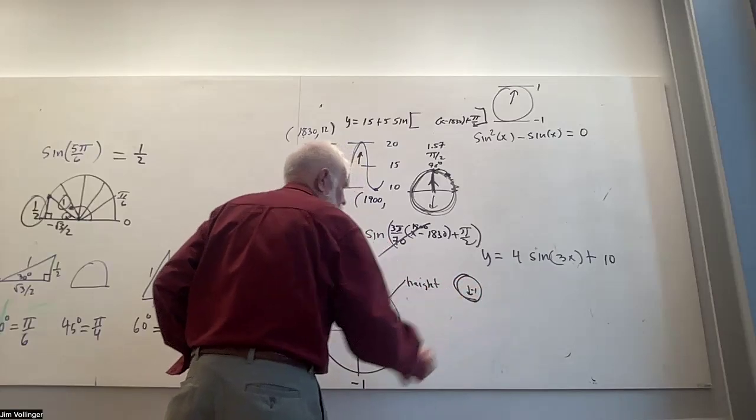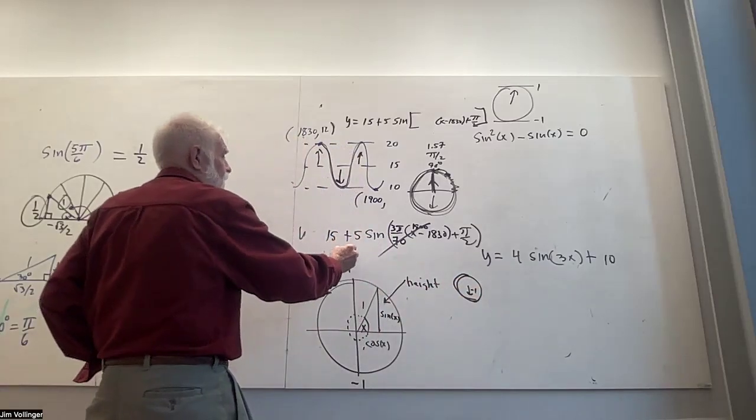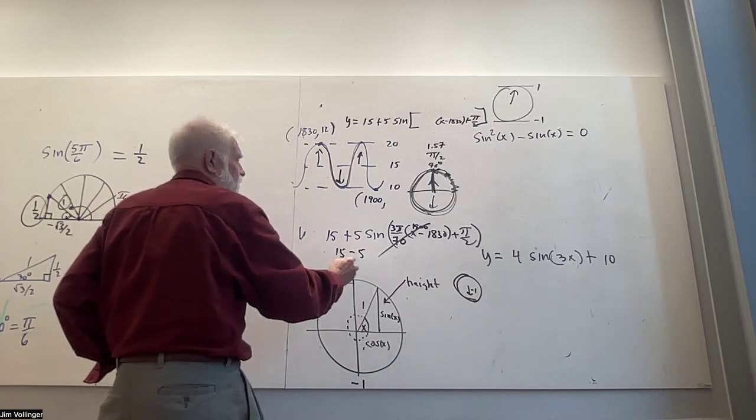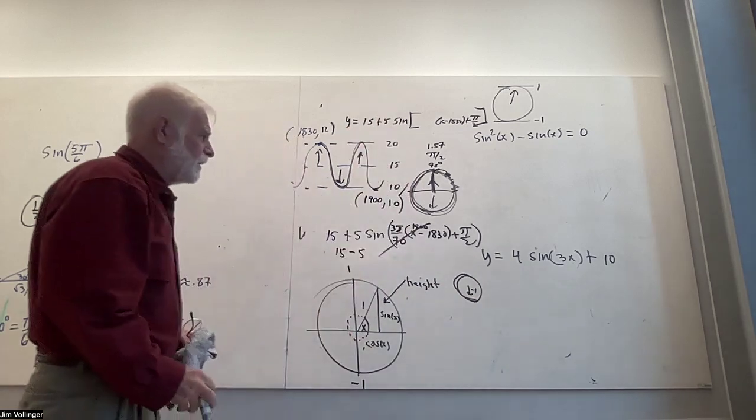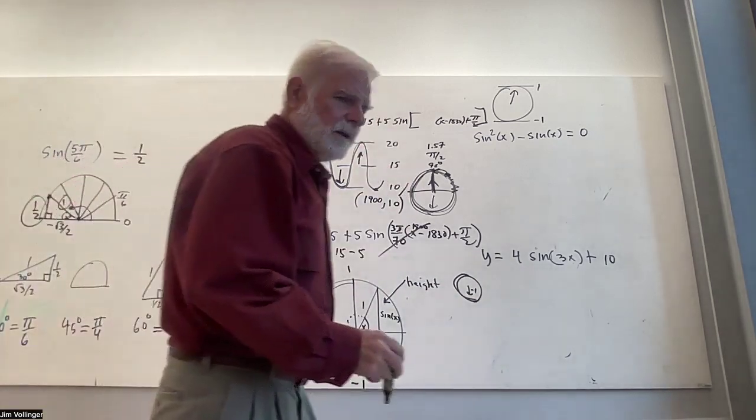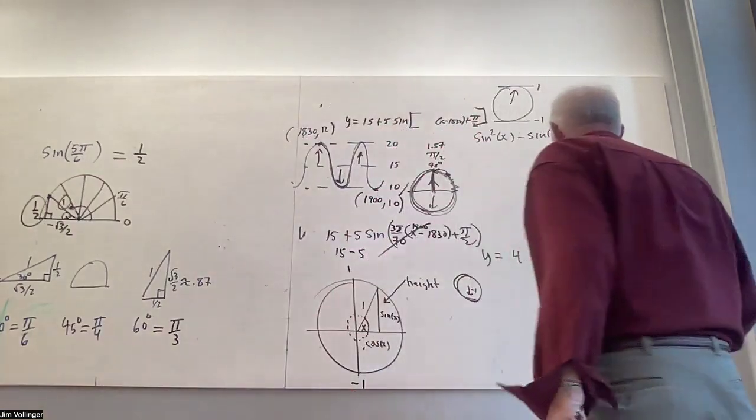So that's -1. What's -1 times 5? -5, and 15 minus 5 gets me 10. Bingo. All right, and then the last thing we'll do with trig is a couple of simple equations.